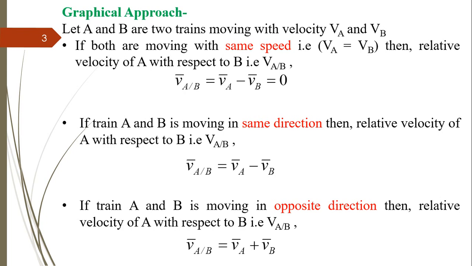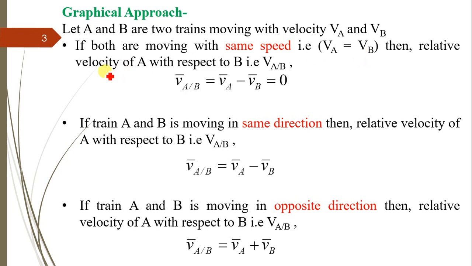Now whenever we are analyzing the relative motion, it will be analyzed mainly by using two different type of approaches, that is the graphical approach and the analytical approach. Now let's discuss first of all the graphical approach. Here let A and B are the two trains moving with the velocity of VA and VB. That is, train A is moving with the velocity of VA and train B is moving with the velocity of VB.